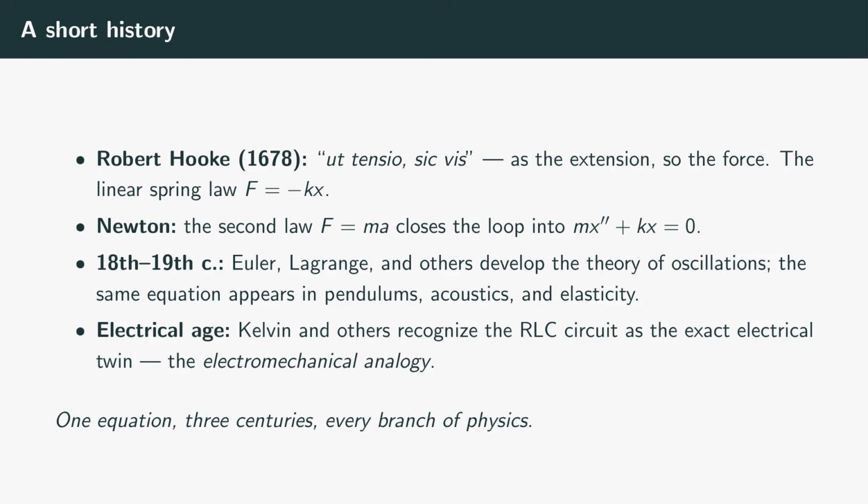Over the 18th and 19th centuries, Euler, Lagrange, and many others discovered that this same equation governs pendulums, vibrating strings, sound waves, and the bending of elastic beams. Then the electrical age arrived, and physicists like Lord Kelvin recognized that a circuit with an inductor, a resistor, and a capacitor obeys the identical equation, the electromechanical analogy that lets engineers simulate mechanical systems with circuits and vice versa. One little differential equation, 3 centuries of physics, and essentially every branch of science that deals with anything that vibrates.